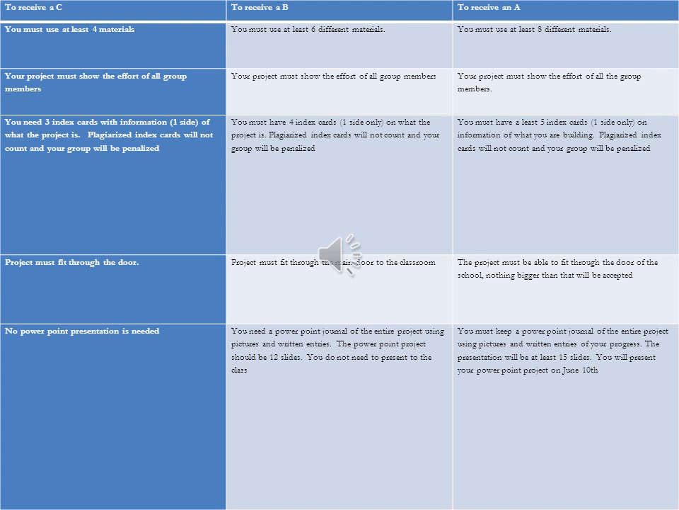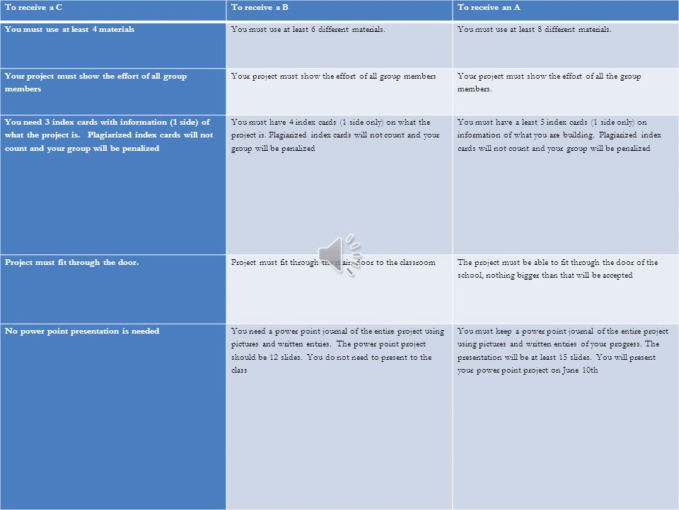The fourth category was the inspiration for many students in fashioning their products. To receive a C, the product must fit through a typical door. To receive a grade of B, it must fit through the classroom door. In order to receive an A, it must fit through the door of the school, but nothing bigger than that would be accepted.